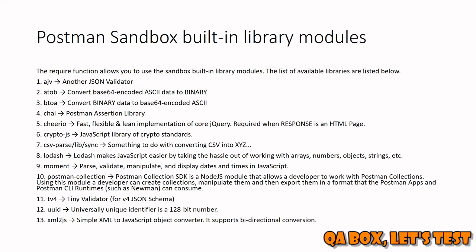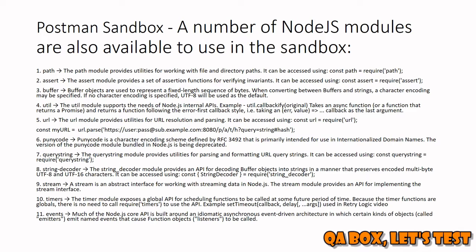Next one is xml2js. So if you get the response in XML and you're more comfortable with JSON, with the help of this library you can easily do the conversion, and it supports bidirectional conversion, right? So these are some external libraries. Then some Node.js modules are also available. Path, I mean, you require that utility to work with your file and directory paths, right? And I'm also providing how you can load these modules into your sandbox. And we'll see practical examples of those external libraries. We'll only be understanding these from the theoretical perspective.